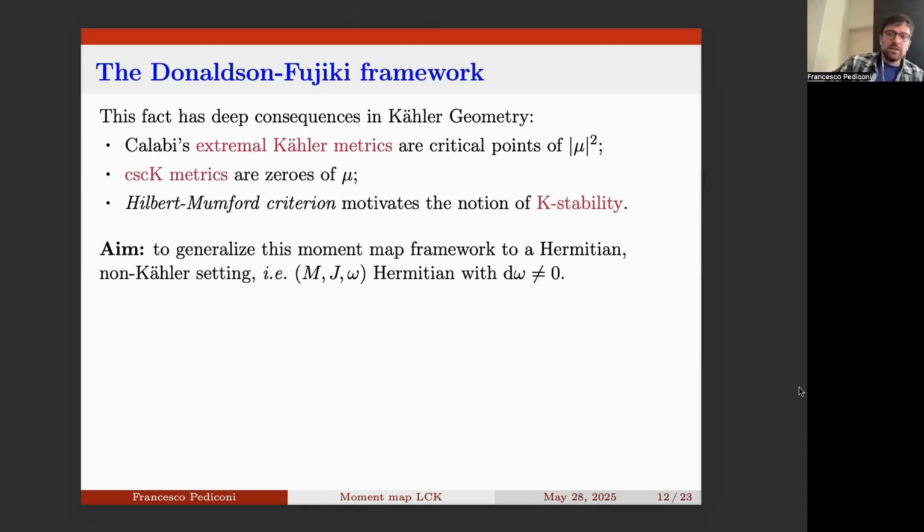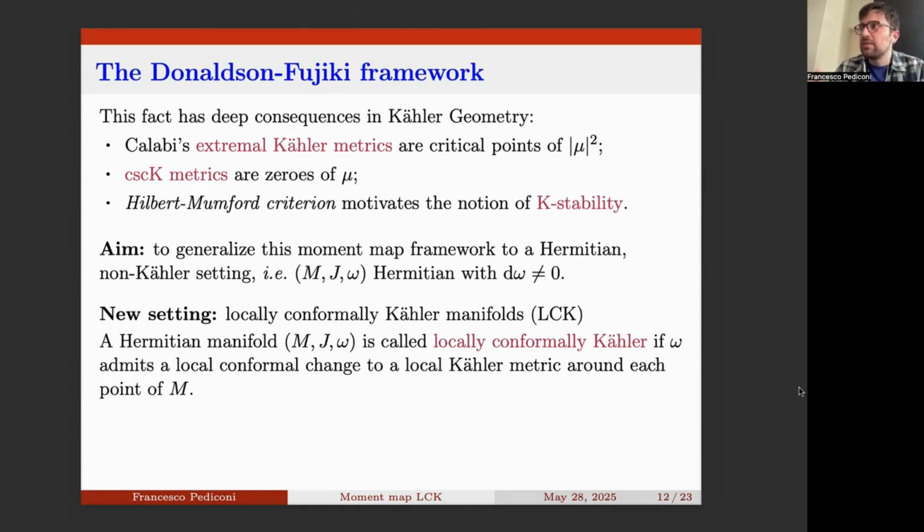Well, everything up to here holds just for Kähler geometry. So the idea now is to ask whether we can hope for a generalization of this nice Donaldson-Fujiki framework in the realm of Hermitian geometry. When I say Hermitian geometry, I mean triples (M, J, ω), where ω is not necessarily closed. As far as I know, this is very optimistic and far from being reached at the moment.